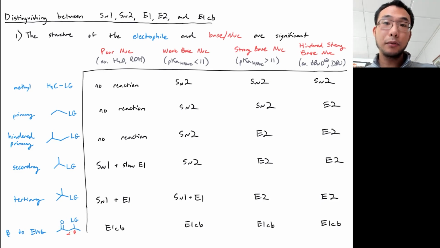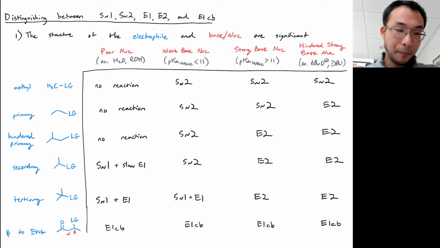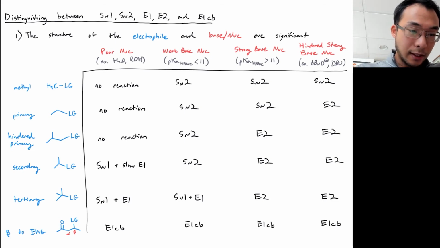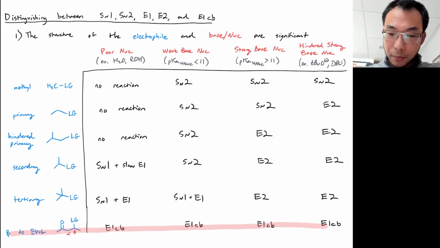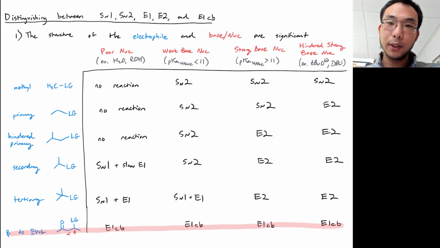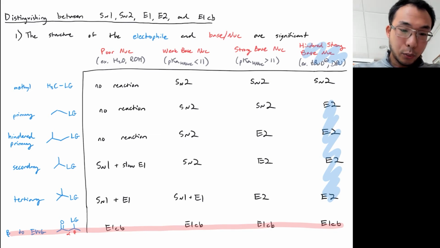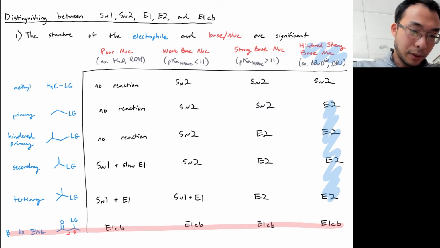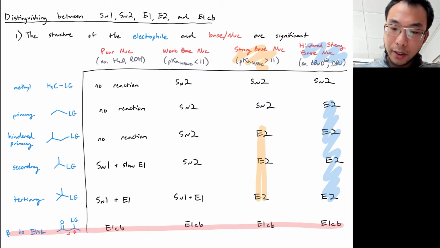Looking at this table might be a little bit overwhelming. There are a lot of different categories, and clearly 6 times 4 different entries, but you can draw a few conclusions here. One is certainly that the beta electron withdrawing group situation is always E1CB. That's the only time we're doing E1CB. Another pattern is that if you see a hindered strong base, you should expect E2 reactions. And as long as we're not in a primary leaving group situation and we have a strong base, we're going to have the E2 reactions taking place.